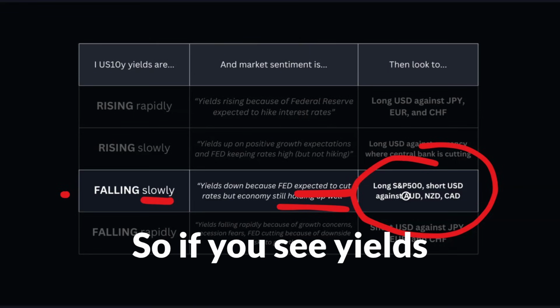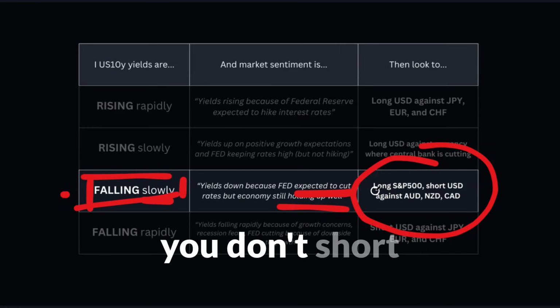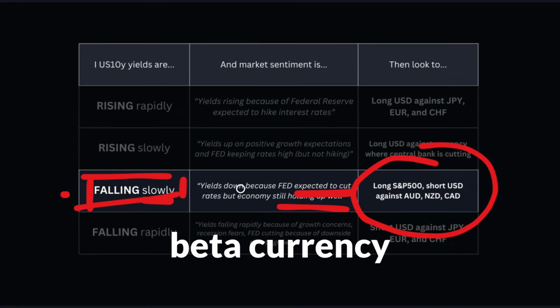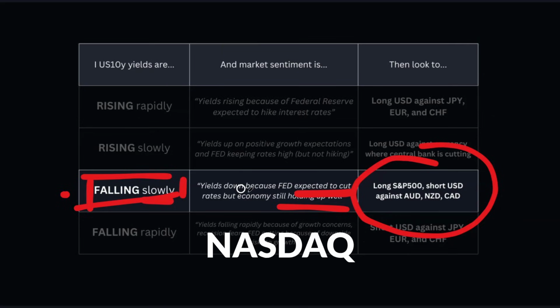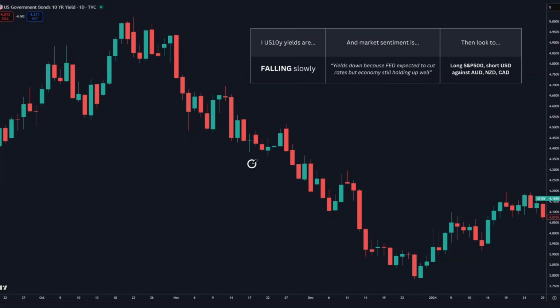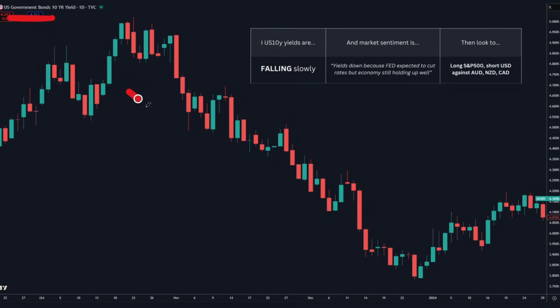So if you see yields drifting lower, falling slowly, not falling rapidly, I'm going to show you an example soon. You don't buy the dollar, particularly you don't short risk assets. Here is where you want to be long risk. Either a high beta currency, an equity index, Nasdaq, S&P 500, even crypto and Bitcoin here. For instance, look at November and December 2023. Looking at the US 10-year bond yield, it was trending lower, not falling rapidly, it was falling slowly.